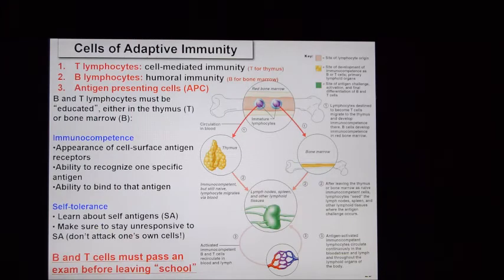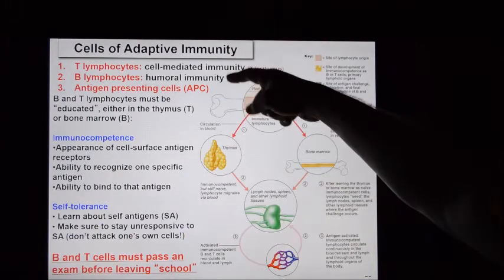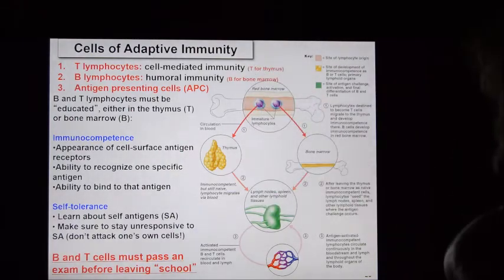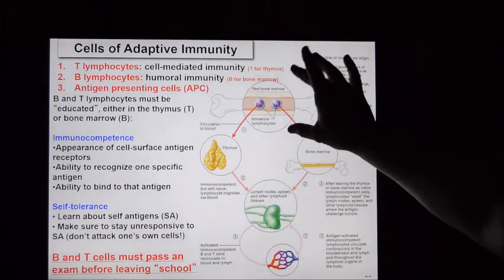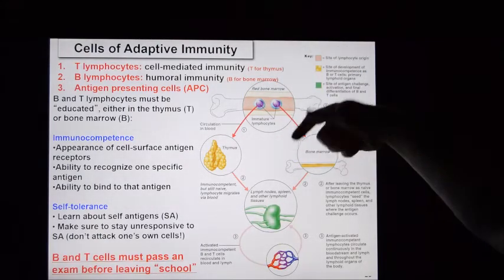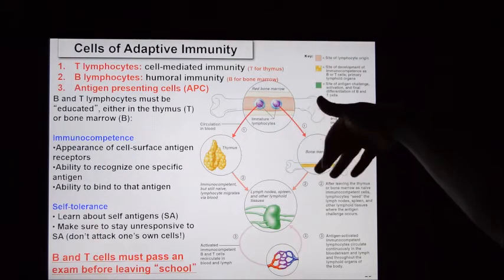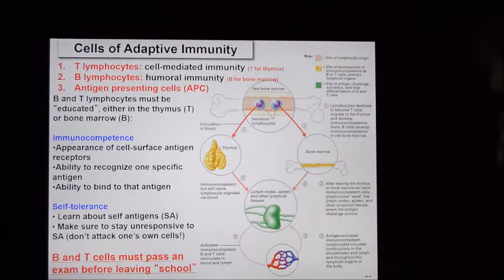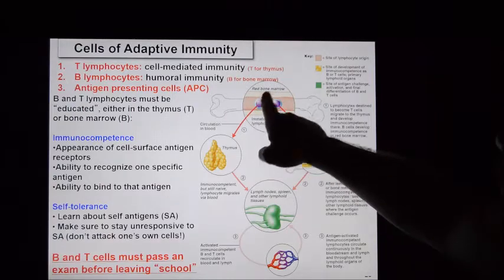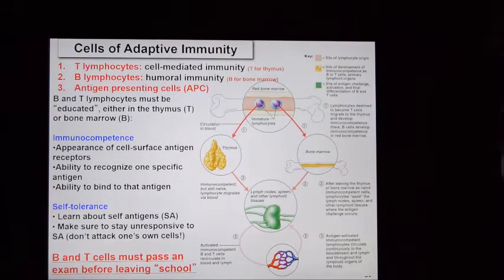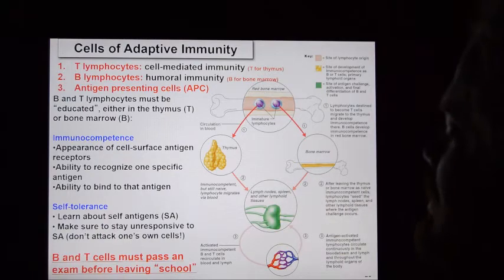Alright, cells of adaptive immunity are T lymphocytes and B lymphocytes primarily. Both of these are very important. Both of these arise from the bone marrow. The difference is that B lymphocytes mature in the bone marrow and then go and hang out in a lymph node. T lymphocytes leave the bone marrow when they're quite young. They enter the thymus gland and they are locked away.